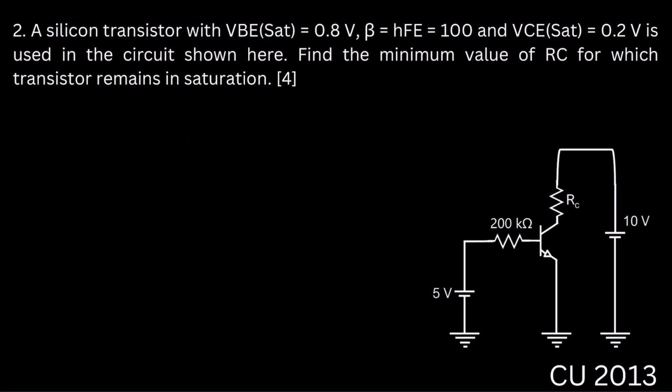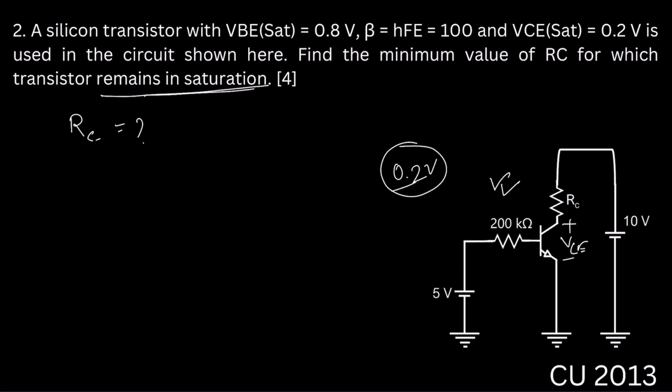So this is the last question of today's class. Okay, in this problem, they need to know the value of RC such that this transistor will work in the saturation region. Right? That means this voltage VCE should be equal to 0.2 volt. Okay, and we need to know the value of RC at that particular time. Okay, so we will consider this transistor is working in the saturation region. That means this VBE sat will be 0.8.